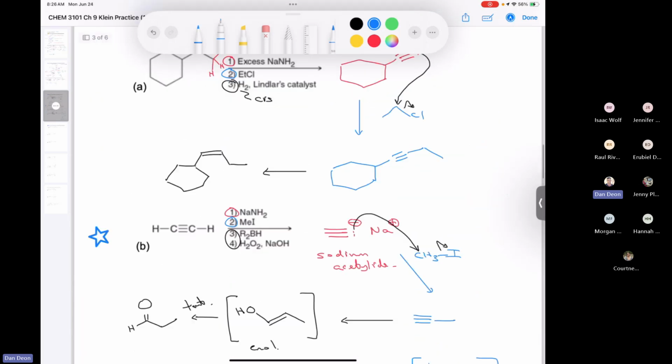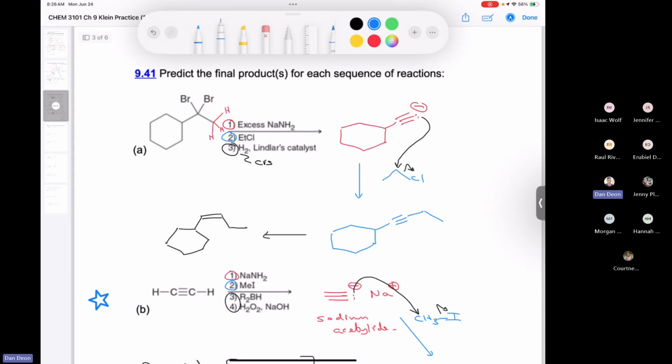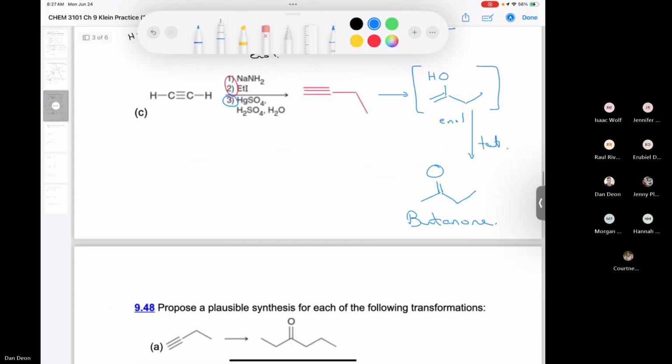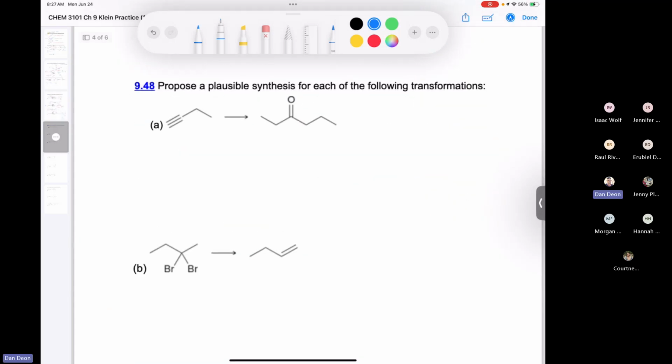So these are really great questions where it just gives you a starting material, gives you the reagents, and just kind of tests you. Do you know what the reagents make? And then something you have to be on the lookout for in this chapter is, okay, if I make an enol, what is it tautomerize to? Is it going to tautomerize to give me a methyl ketone, or is it going to tautomerize to give me an aldehyde?